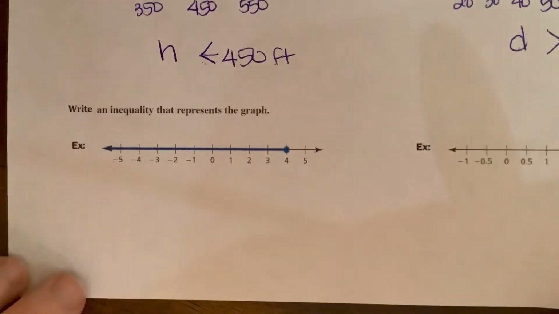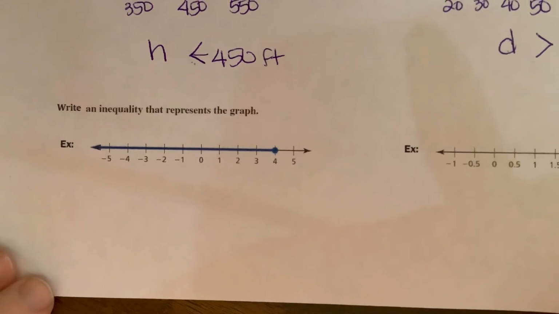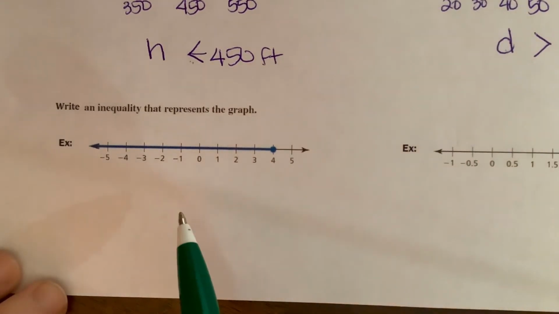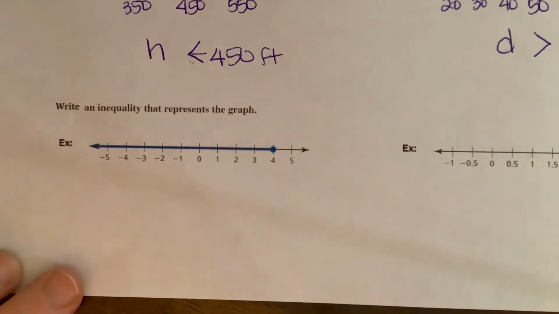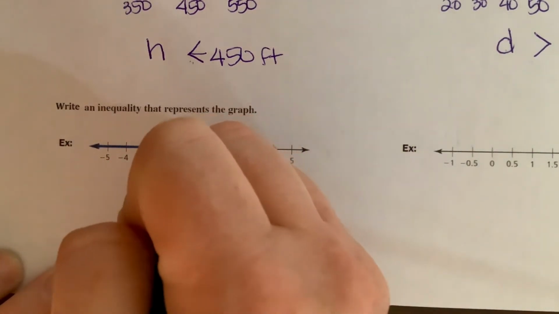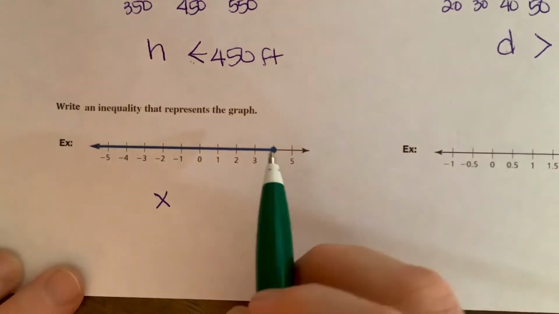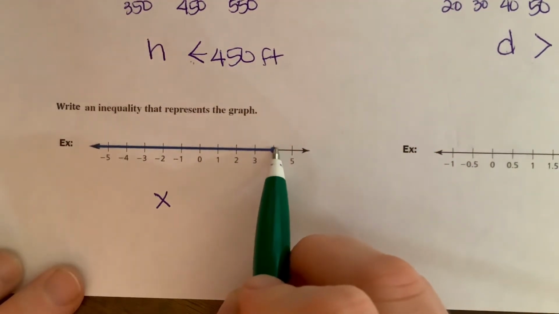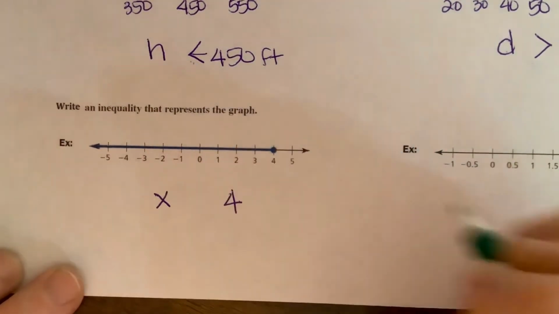All right. Next, write an inequality that represents the graph. So now we have the graph, we don't have the inequality. So here, I know the shaded region is x, or whatever variable you want to use. So I'm going to use x. And then I see that the number where my bubble is 4. I'm going to write a 4.